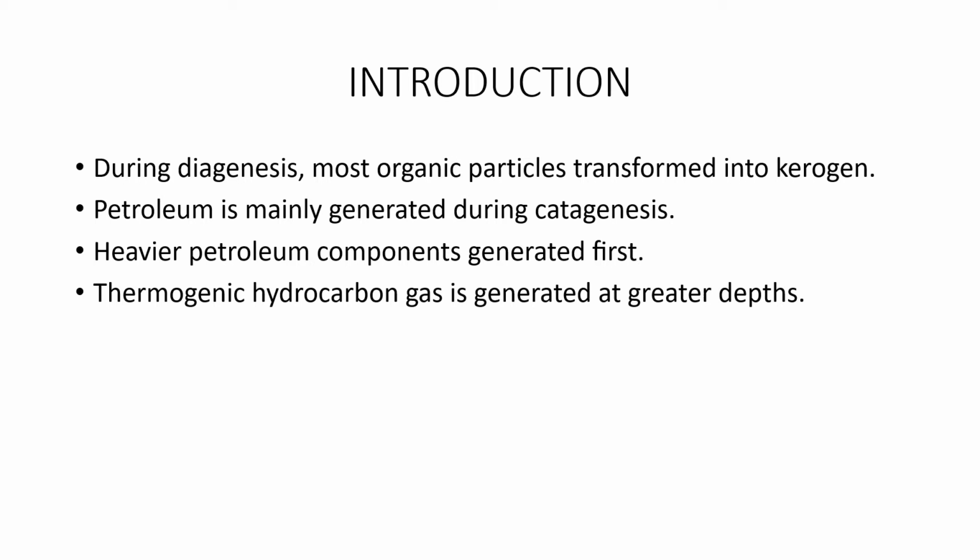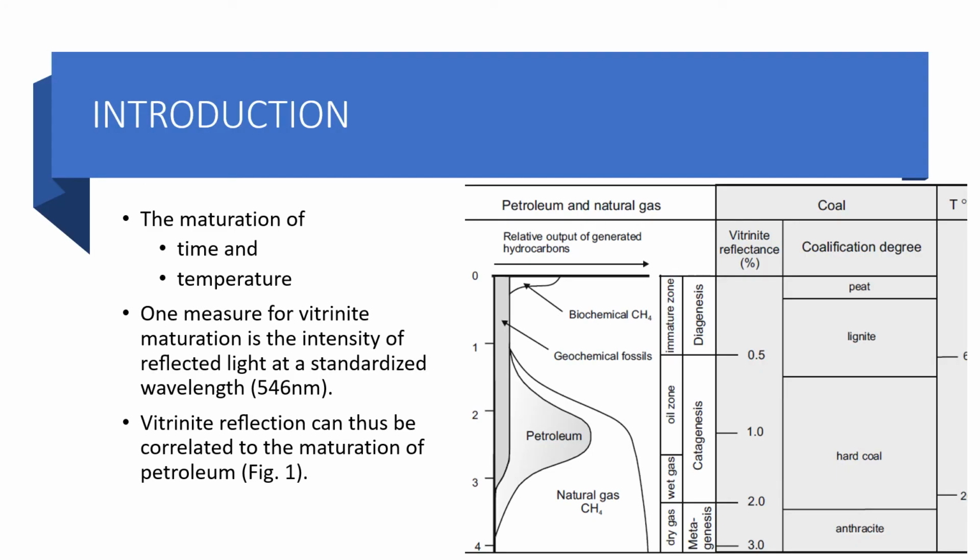Heavier petroleum components are generally generated first, and then they are cracked into lighter components. And usually this cracking takes place at higher temperatures, resulting in the so-called oil window that we saw in the picture before, which is usually around 1 to 3 kilometers in depth. So thermogenic hydrocarbon gas is basically generated at depths which are greater than 1 to 3 kilometers.